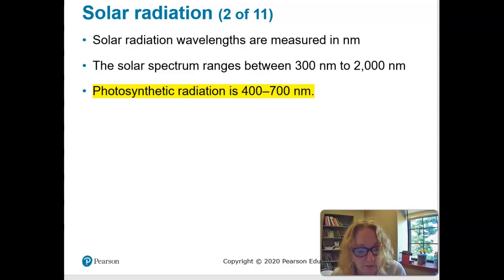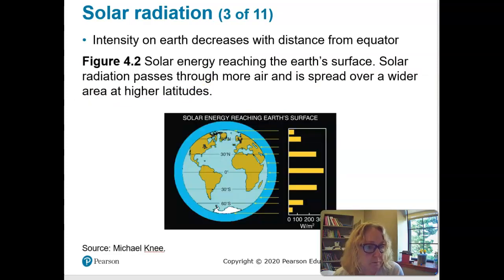And when you are looking at photosynthetic radiation, you're also looking at, in a greenhouse, when you're trying to provide artificial light, you're really thinking about this wavelength of 400 to 700. If it doesn't produce that wavelength of light, it's really useless light for plants.